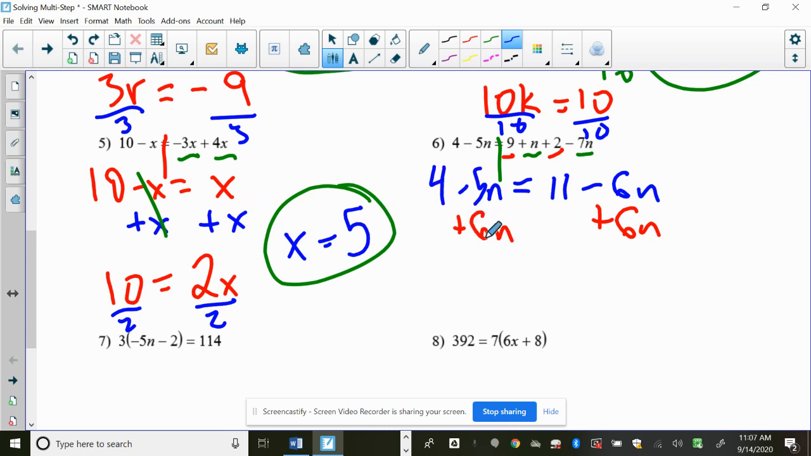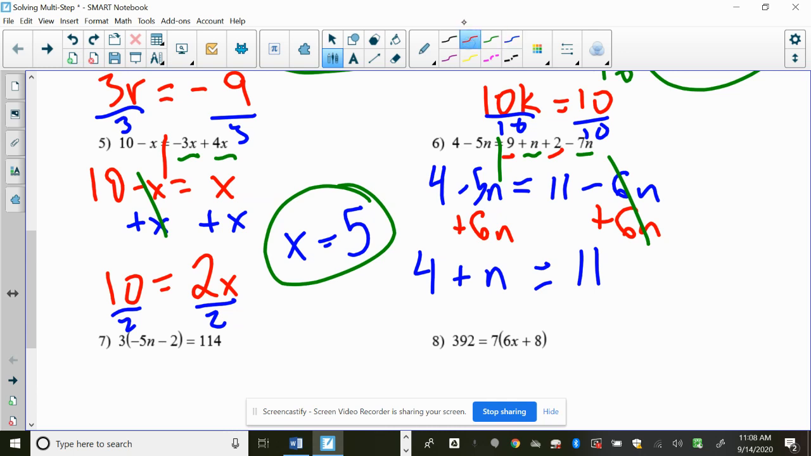Okay, so now, again, notice how we're staying organized. We're putting that right underneath our variables. So the 4 is still in front. So we have 4, then negative 5n plus 6n to be plus n, 1n, equals the negative 6n and plus 6n cancel each other out. So all we're left with on the right is 11. So now we have 4 plus n equals 11.